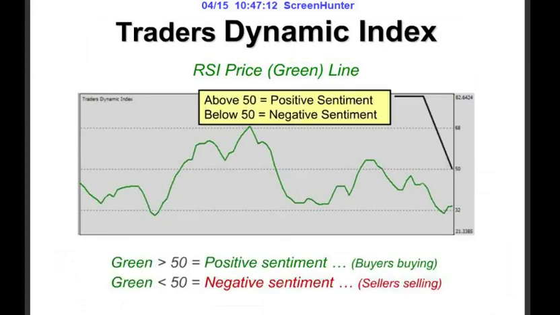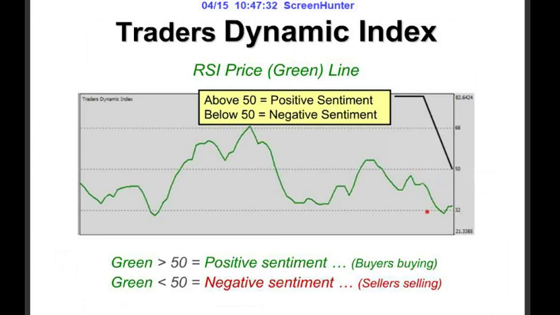Now, as I was talking about, the 50 line is pretty critical. Just like the normal RSI, the 50 line represents sentiment in the marketplace. And as I mentioned earlier, when we are above 50, you have buyers buying. When we're below 50, you have sellers selling.